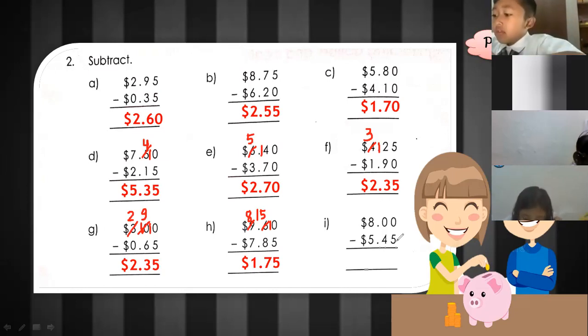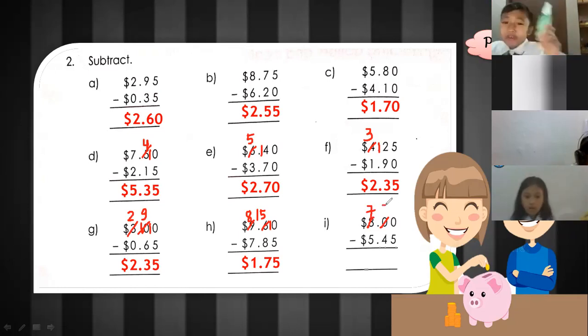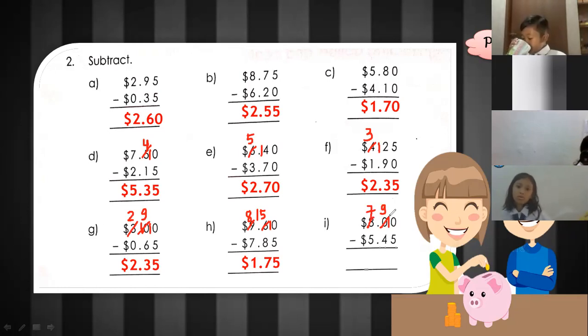Girls, 0 minus 5 cannot again, yeah? So borrow from the front. The front cannot also, so borrow again from the front. 8 becomes 7. Now 10 minus 5 equals to 5. 9 minus 4 is 5. 7 minus 5 is 2. So, $2.55. Very good.